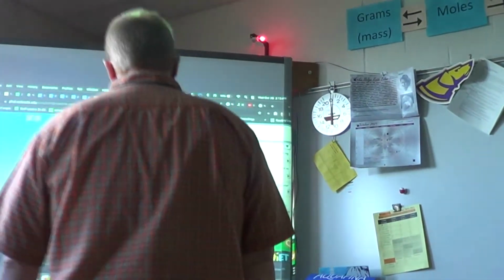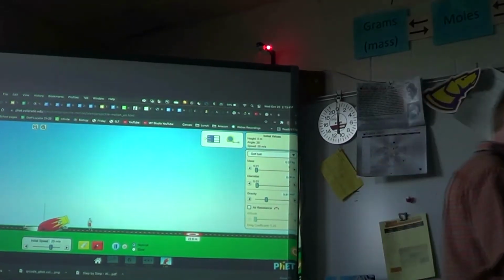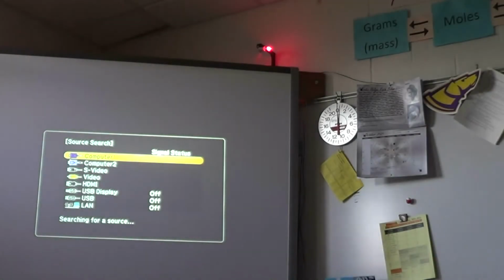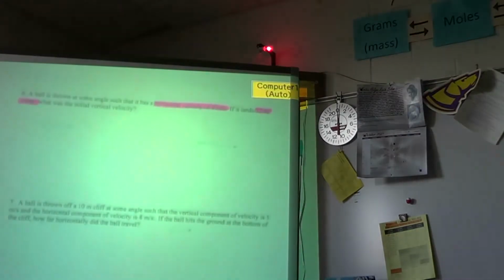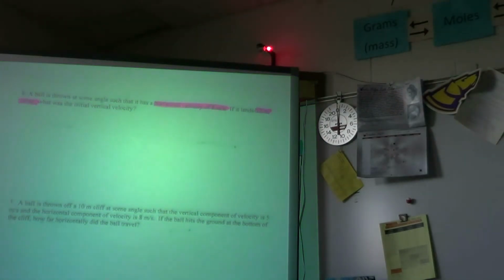So that PhET simulator, we went through and we talked about some of the concepts that are kind of behind angle launch. I want to go through one problem with you today, and I'll try to break it up so I'm not just going through the problem from start to finish. We'll go through one of the 2D motion in-class problems, and we're going to look at question number 6.